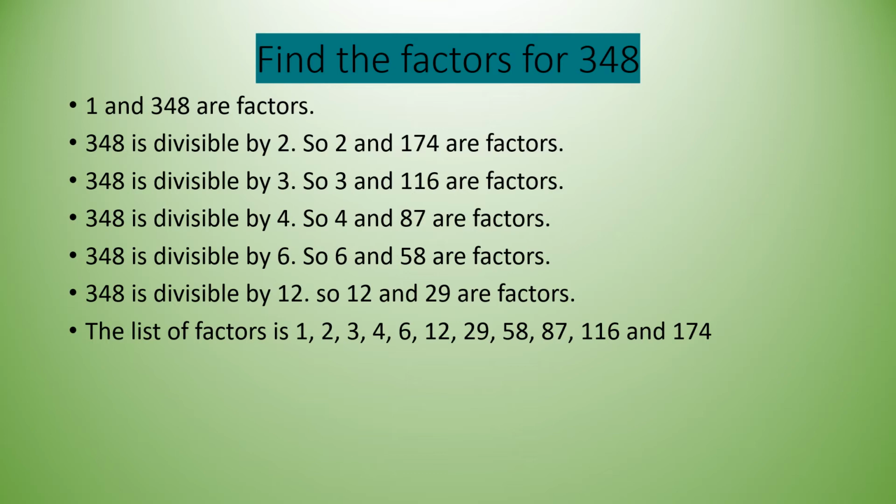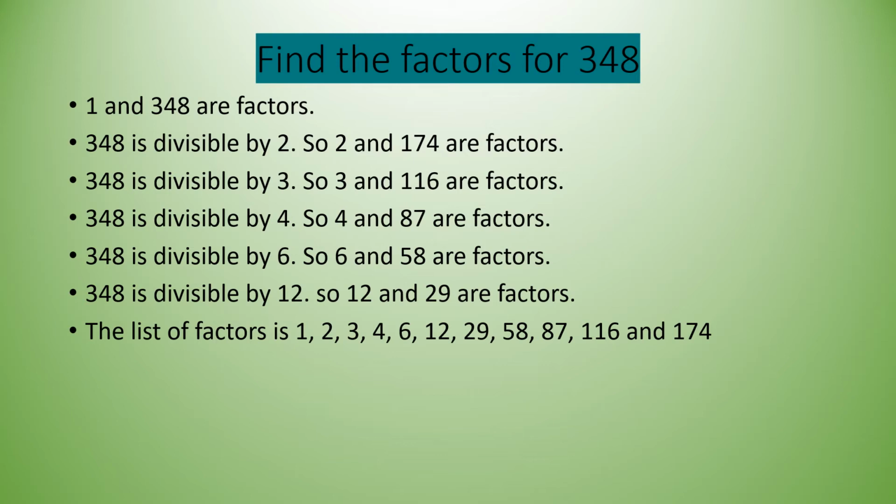We need to find the factors for 348. So as usual, we start with 1, and 1 divides 348. 1 times 348 is 348. So both 1 and 348 become factors for 348. Then you select 2. 2 divides 348. The quotient is 174. So 2 and 174 become factors.